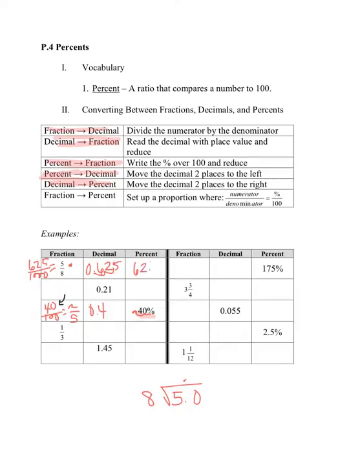So 62.5%. And then if I want to take a fraction and make it a percent, I can set up these proportions where I have my numerator over my denominator. So if I take the 5/8 and I want to make it a percent, I know 5 out of 8 is the same thing as x out of 100. And when you go through that and you solve it, you're going to get 62.5%.